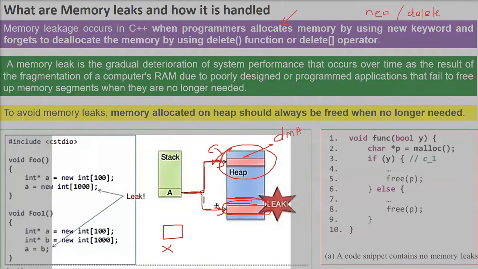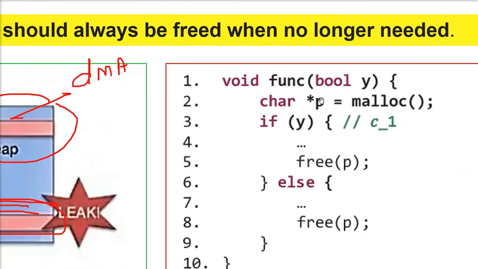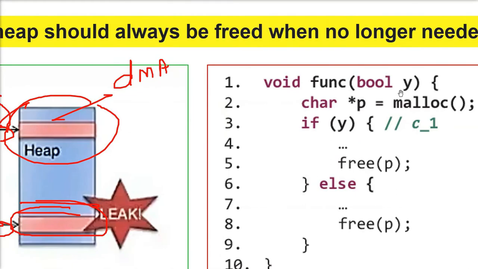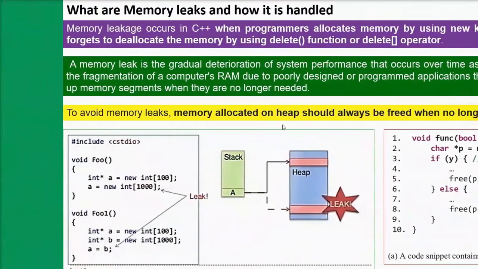Now I'll show a very good code that has no memory leak. So we have memory from malloc or new, for example, you have created some pointer. Now inside this if, you are categorically freeing up. You are using free, or you are using delete if you have used new. In the else also, you are freeing up that memory. This is the memory leak avoidance.